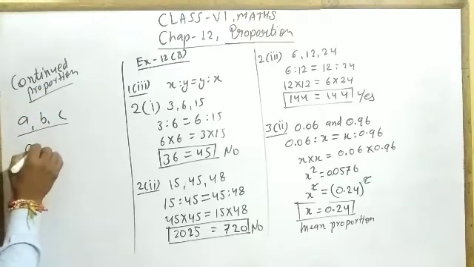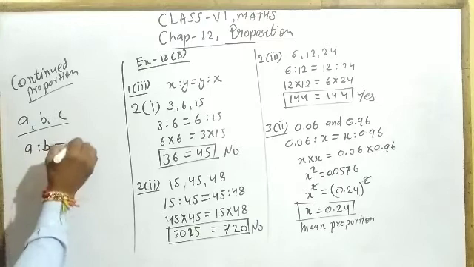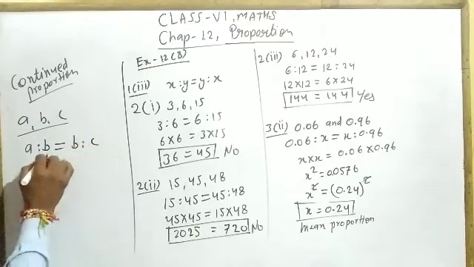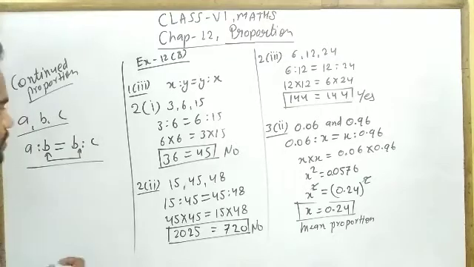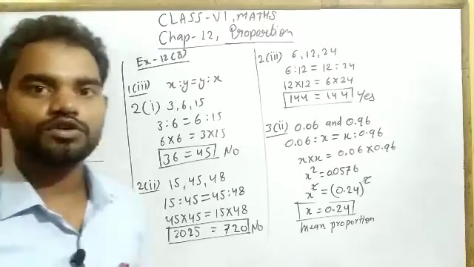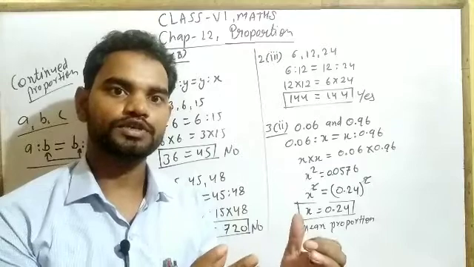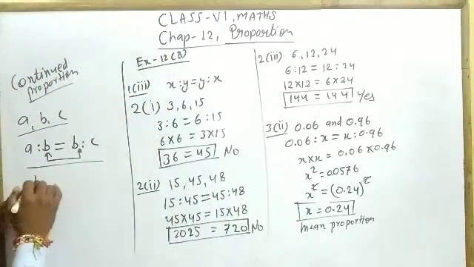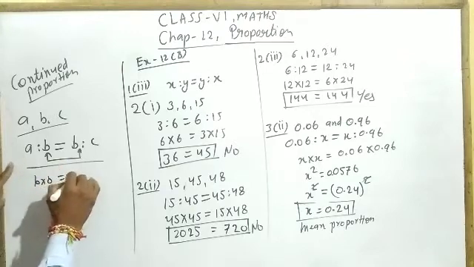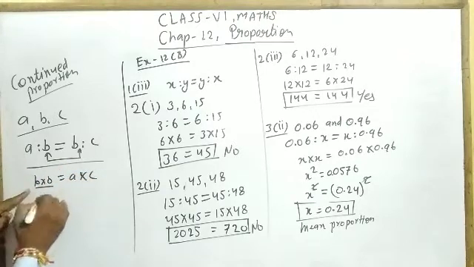When we will repeat a term, that is A ratio B equal to B ratio C, in this case B has repeated, so this relation is called continued proportion. And if it is called proportion, then product of means equal to product of extremes. So B into B will equal A into C, means B into B means B square.